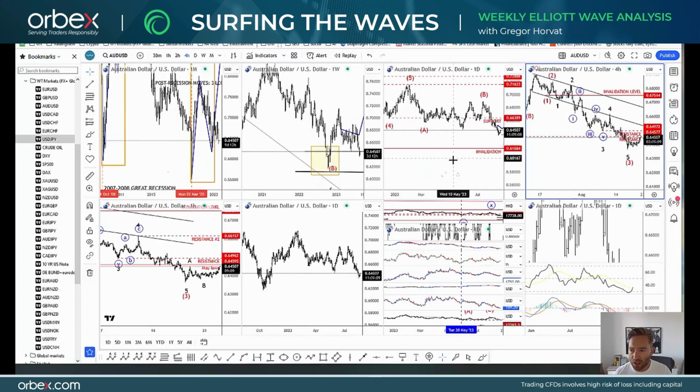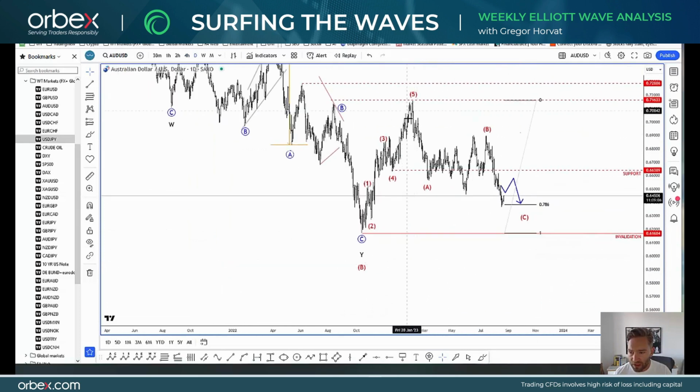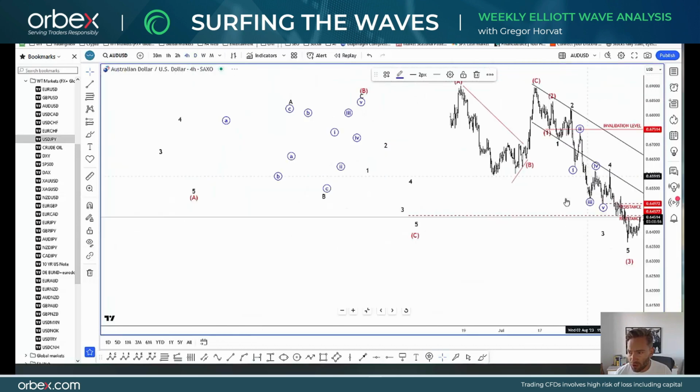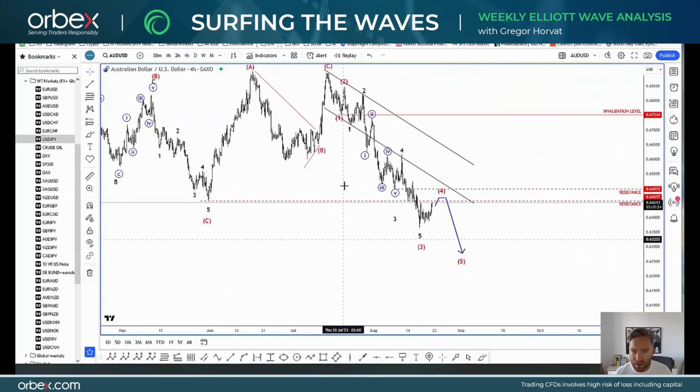Now let's take a look on AUDUSD. So AUDUSD is still in this higher degree corrective downtrend. We recently retested this 78.6%, but I assume that maybe there's another leg to the downside missing, because when looking at the 4-hour time frame, there can be ongoing bearish impulse.